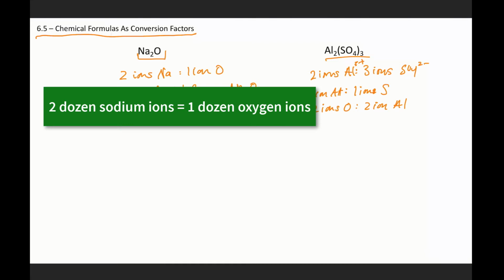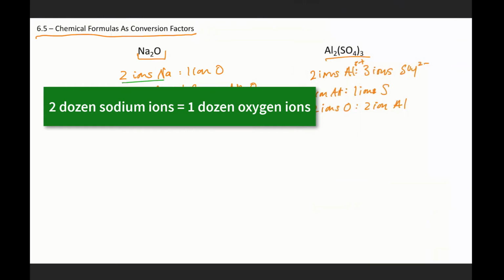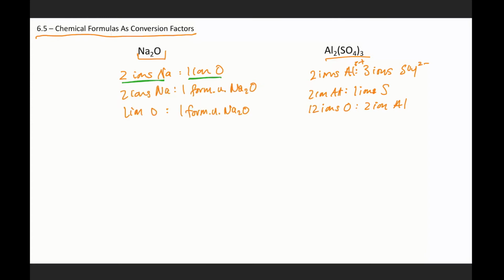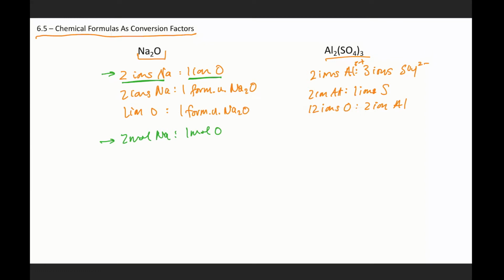Let's be clear here: 2 ions of sodium to 1 ion of oxygen is the same ratio as saying 2 dozen ions of sodium for every 1 dozen ions of oxygen. Does that make sense? Which is why to say 2 moles of Na for every 1 mole of O is the same relationship. It's just a different scale. This is talking about the individual particle. This is talking about the scale of moles. So I could also say 2 moles of sodium for every 1 mole of that.